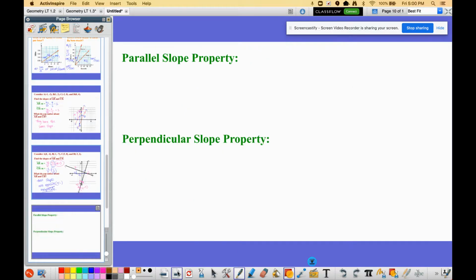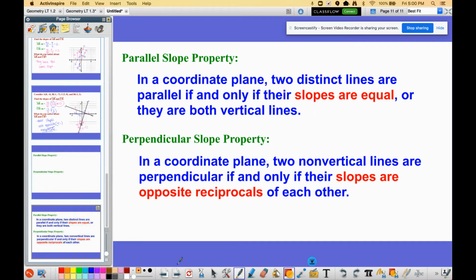All right, the last thing we're going to do is write down the parallel slope property and perpendicular slope property. The parallel slope property says in a coordinate plane, 2 distinct lines are parallel if and only if their slopes are equal. So remember, parallel slopes have to be equal, or they're both vertical lines, in which case they would both have an undefined slope.